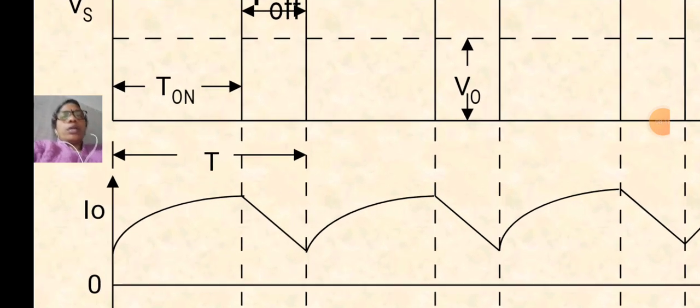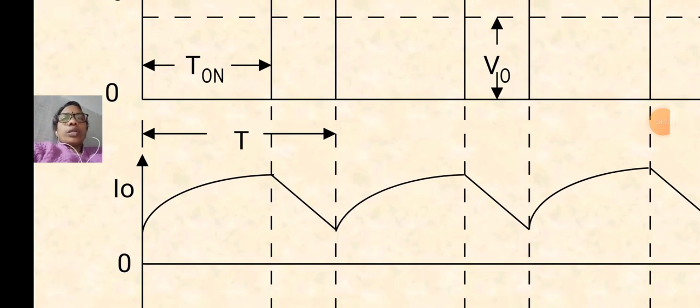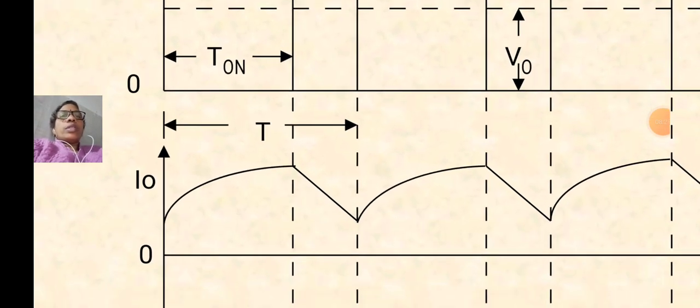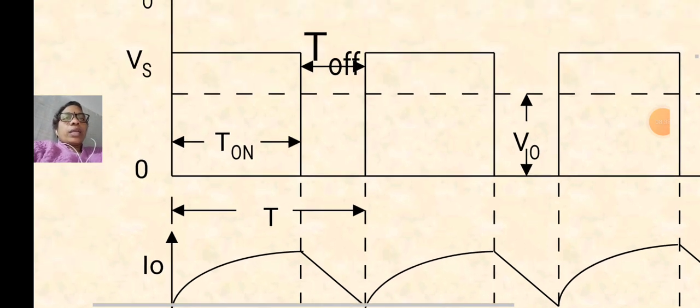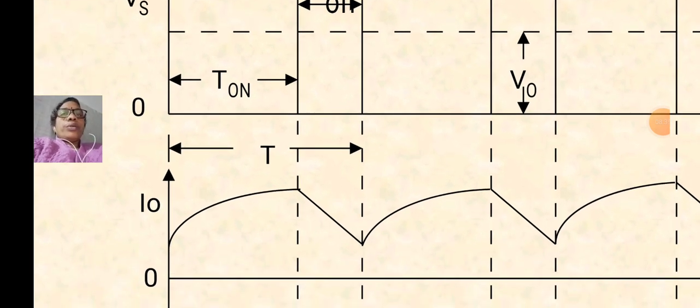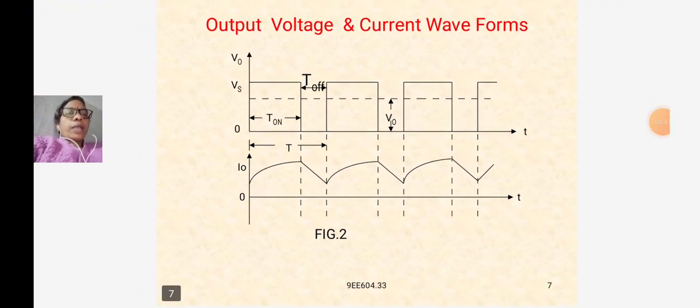Here when the thyristor is turned on, the current will flow through the chopper, and also when the thyristor is turned off, the current will still flow. Due to this reason, we are using the freewheeling diode for continuous power supply.